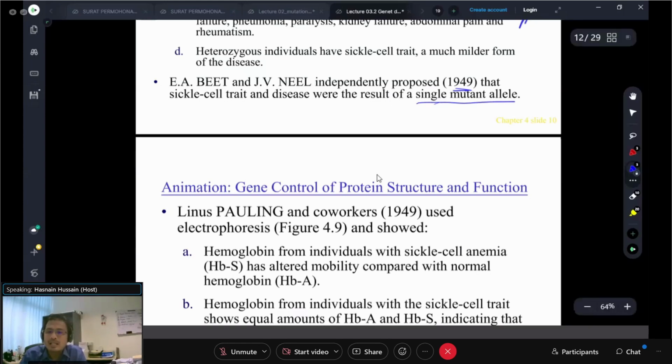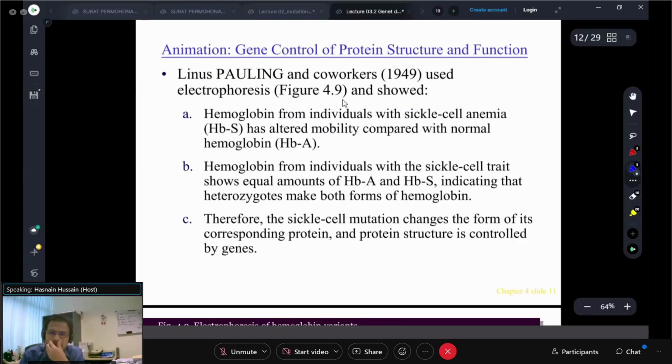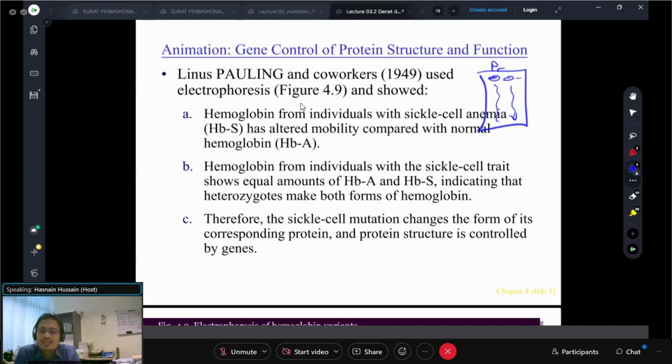sickle cell anemia. And then Linus Pauling and co-workers used electrophoresis. The concept is similar to DNA electrophoresis, but in this case, they put the protein inside. On the gel there's a well over here. Instead of putting the DNA and it migrates downwards, they put protein inside it. So this is also electrophoresis of the protein.